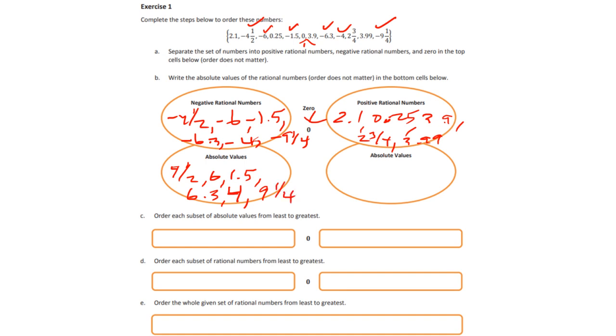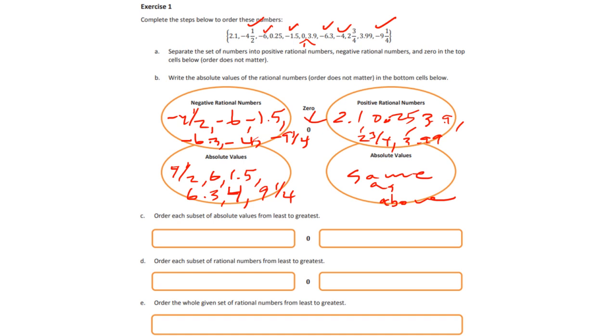And the absolute value of positives don't change. So I'm just going to say that it's the same as above, because we don't have to put it in order right now, right? So it's the same as above. It's all those same numbers. Absolute value just means that that's the amount, that's the magnitude.